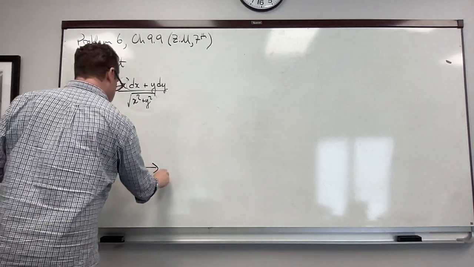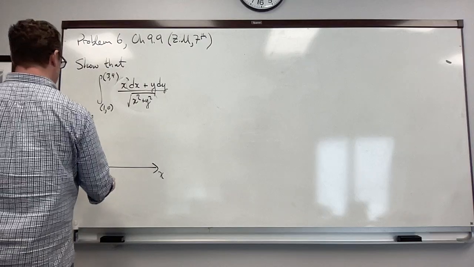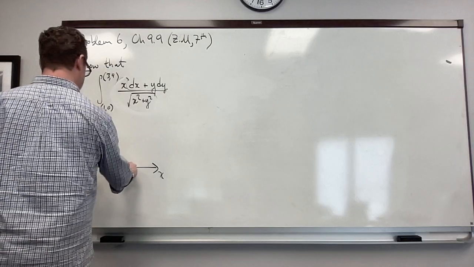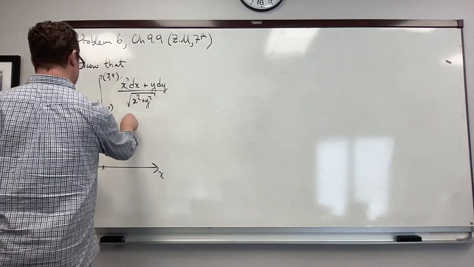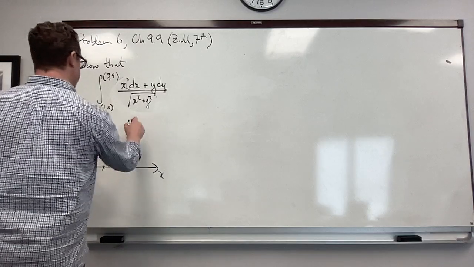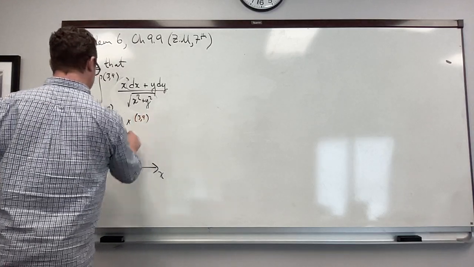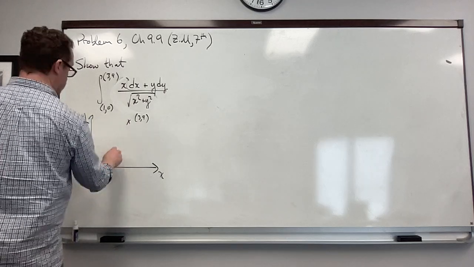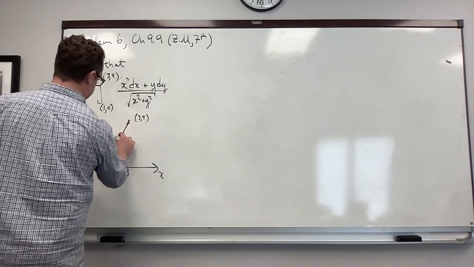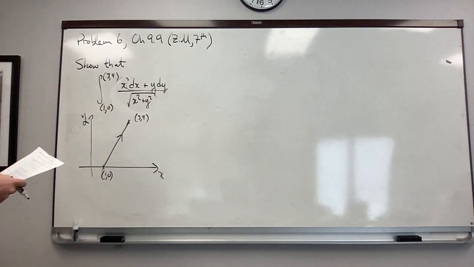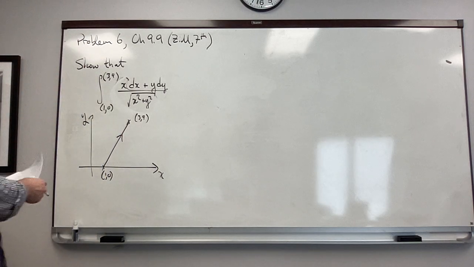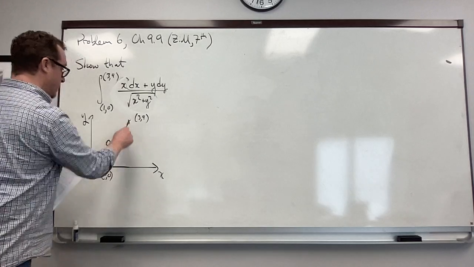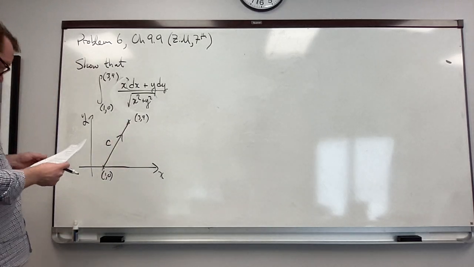Here's y, here's x. I've got x is 1, y is 0. I've got x of 3, y of 4. Those are my 2 points. I'm going to choose a straight line between those points. From there to there, that's going to be my C. You also could step this way and straight up. You get the same answer, doesn't matter.